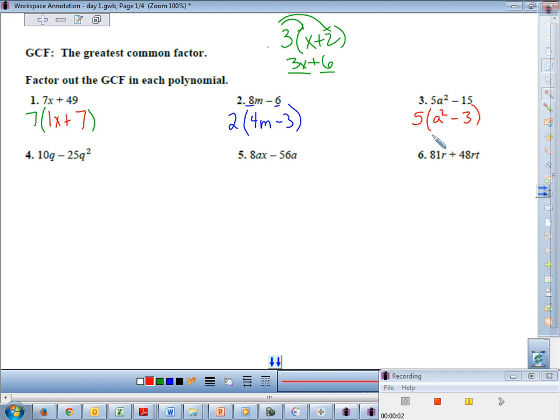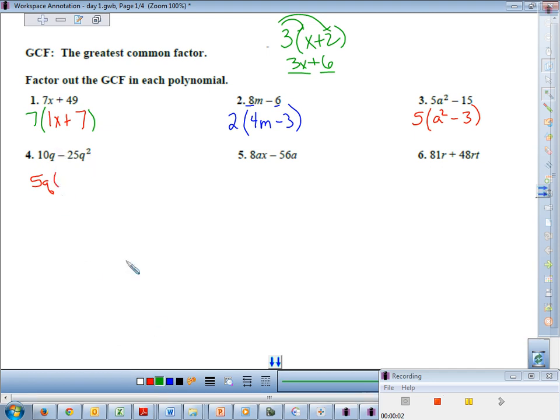So on number 4, you got a 10 and a 25 for numbers. 5 is the greatest common factor that goes into both of those. But you notice that each one of these terms has a q in it, right? This has a q to the first power. This has a q to the second power. You always pull out your smallest amount of q's, right? The smallest amount of q's. And that's q to the first power.